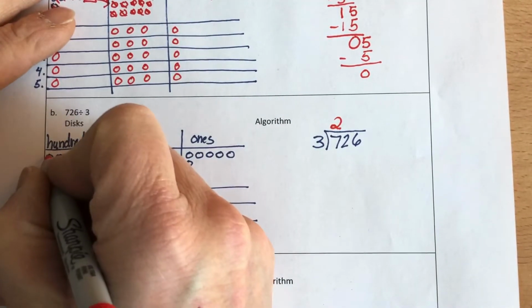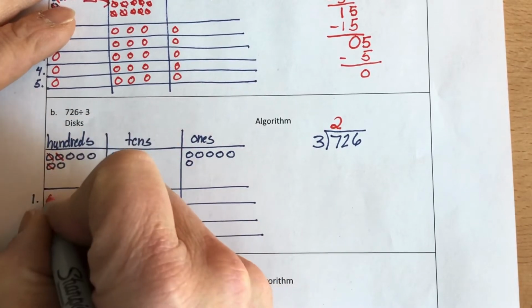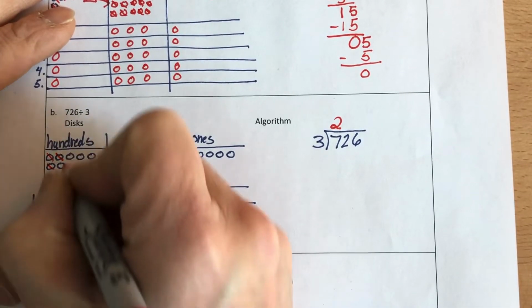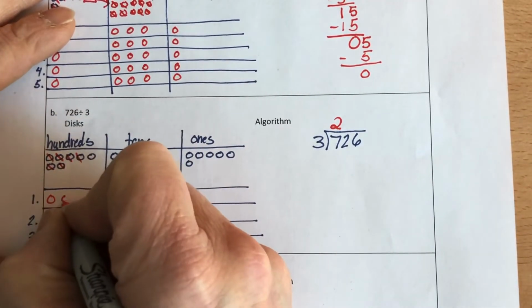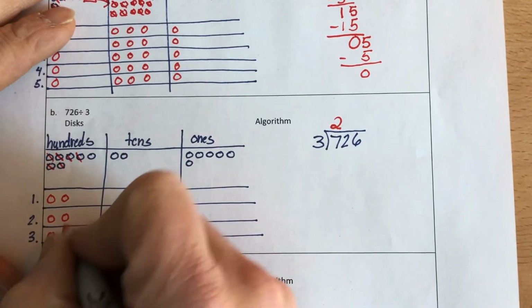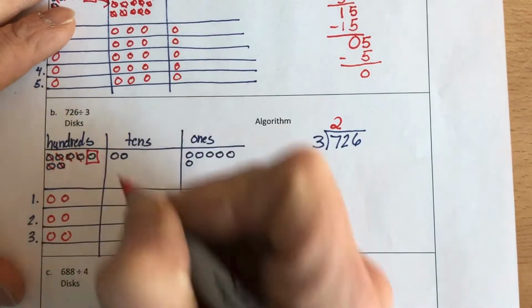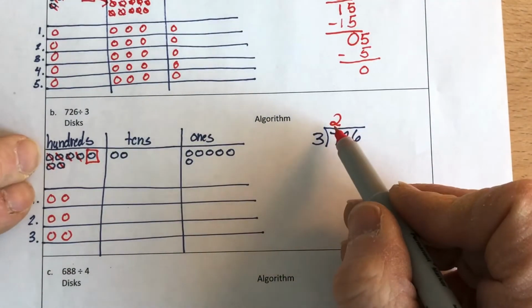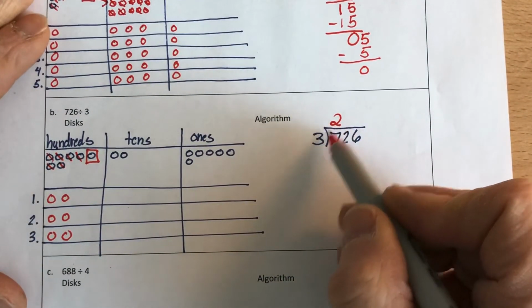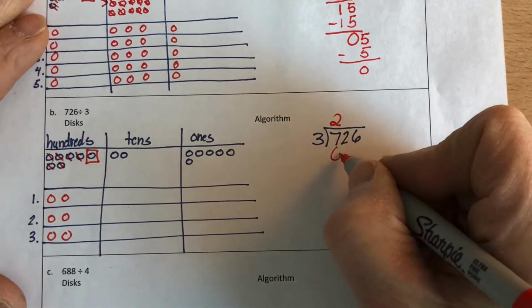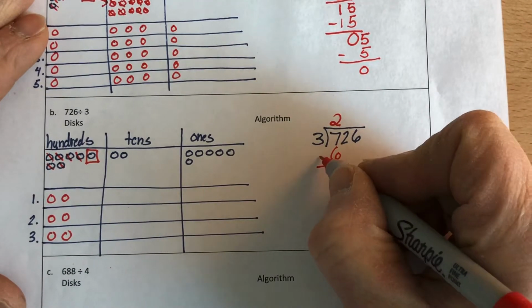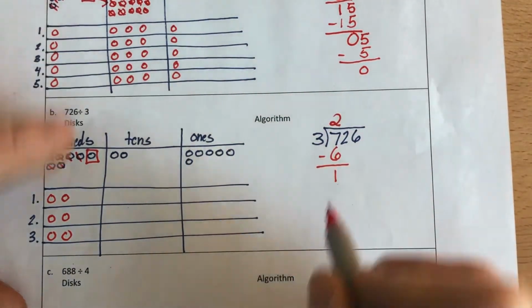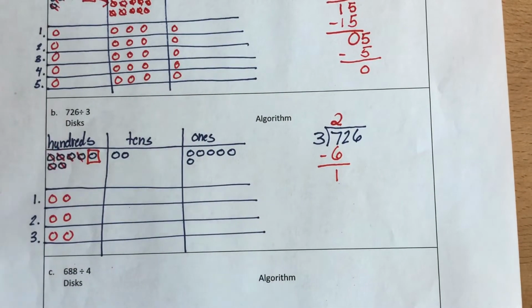1, 2, 3. So I'm going to take 3 discs and put them in here. I'm going to take 3 more discs, because I have enough, put them in there. And there's my 1 left over, right? Because 2 groups of 3 is 6, right? Or 3 groups of 2 is 6. See, 3 times 2 is 6. Subtract, and I get 1 hundred left over. There it is. Okay? Now I'm ready to move on to my tens.